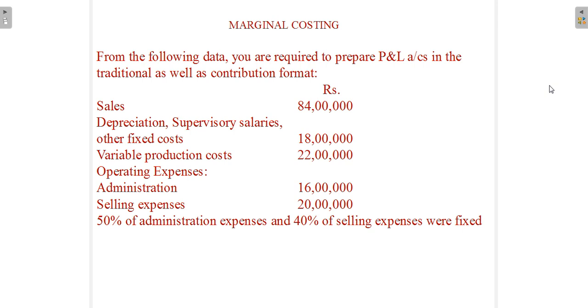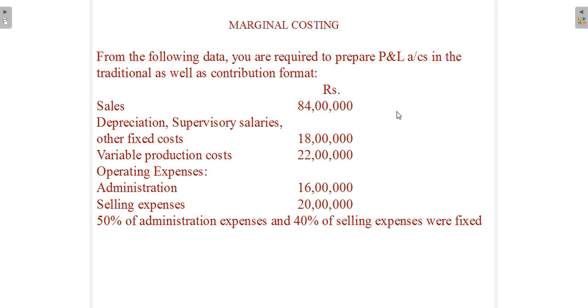So in marginal costing, the difference between the sales and the variable cost is called contribution. Contribution from all the cost units or centers is set off against the fixed cost to ascertain the profit. So that's what contribution is basically about. So we're going to see how to determine the profit using traditional format as well as the contribution format. So let's look at the data that is given to us.